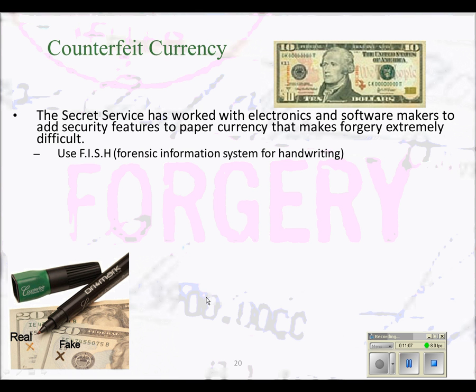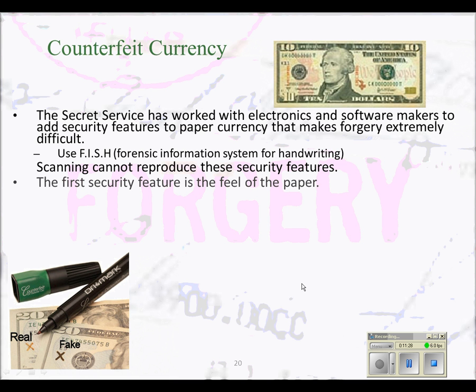And you've seen, even in your lifetime, some of the bills have changed because they keep adding these features to protect it. And all these security features make it so that scanning cannot reproduce the security features. It actually has to be printed into the paper, which is a rag kind of feel. So that's the first security feature, is actually the feel of our paper.